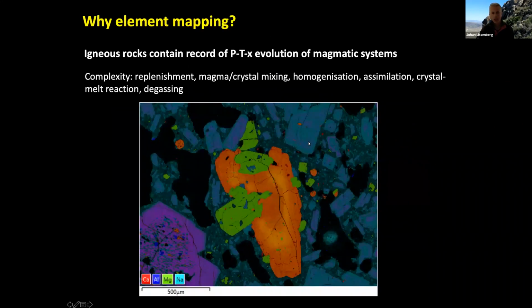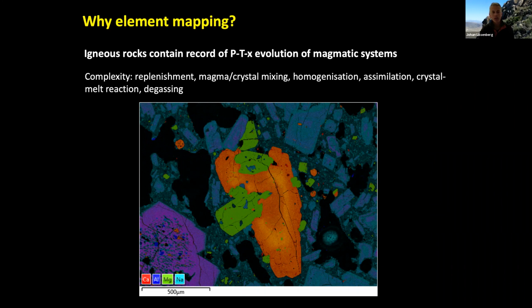Igneous rocks contain a record of the pressure, temperature, and compositional evolution of magmatic systems, and in many ways reconstructing that is one of the holy grails of petrology, because with those parameters constrained, the dynamics of the system are constrained. However, there's a lot of complexity.